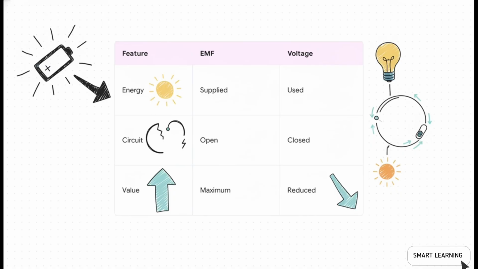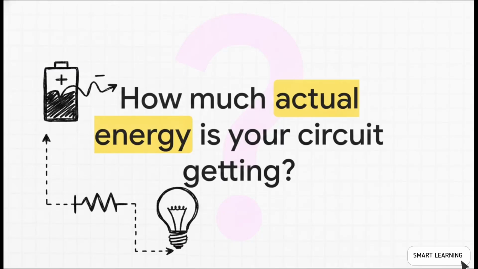And finally, voltage level. EMF represents the absolute maximum possible voltage of your source, but the potential difference you measure in a real-world circuit is almost always a bit less than that due to the battery's own internal resistance. And honestly, that brings us to a really fascinating thought to leave you with. If a battery is rated for a specific maximum EMF, but the actual potential difference pushing your current is always a little bit less because the battery itself is resisting the flow, how much energy is your circuit actually getting? Unlocking that hidden loss of efficiency through internal resistance is totally the secret to mastering real-world electronics.